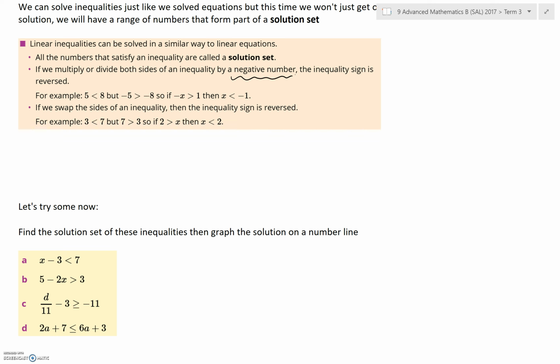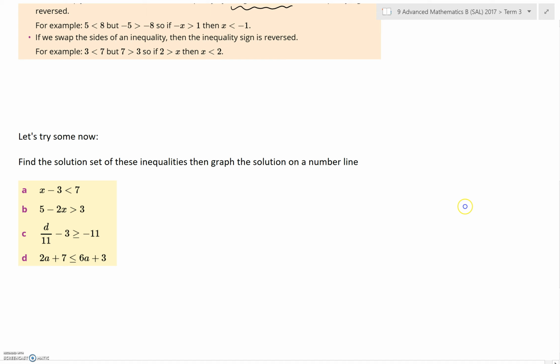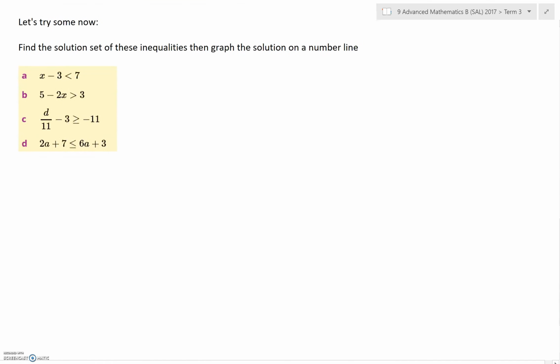So hopefully you can remember those things. If you're dividing and multiplying by a negative, you swap the sign. If you move the unknown to the other side, you swap the sign as well. Swap the operator. Okay, let's give some of these things a go. Okay, so we're going to work through these 4 problems. So find the solution set of these inequalities, then graph the solution on a number line.